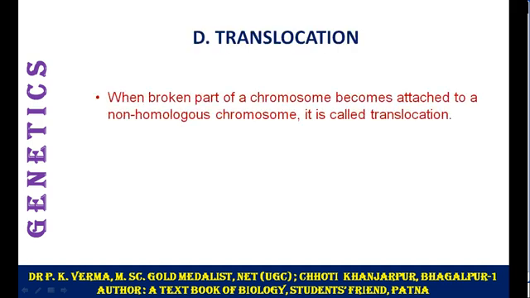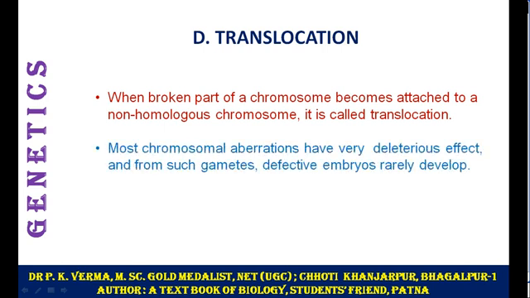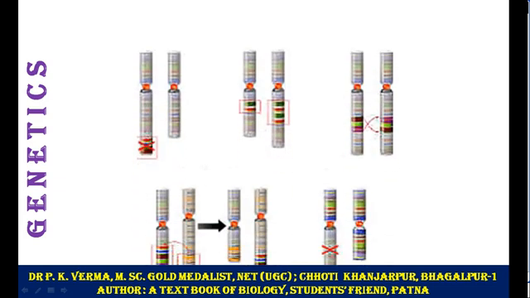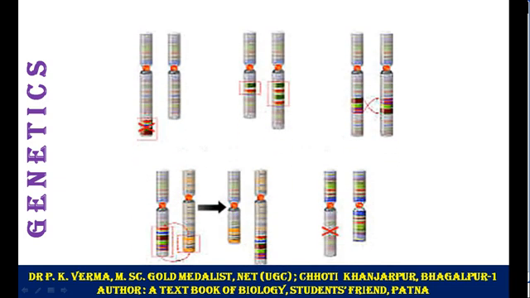Now the fourth case is translocation. When a broken part of a chromosome becomes attached to a non-homologous chromosome, that is, part of chromosome number 1 transfers to chromosome number 2, it is called translocation. Most chromosomal aberrations have very deleterious effects, and from such gametes defective embryos rarely develop because they usually die. But sometimes there are some positive effects also.